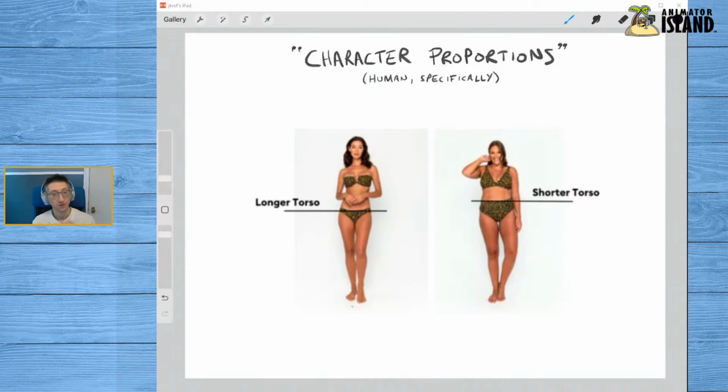The woman on the right has a shorter torso. That would be their proportions, okay? But that is not their body type. They have a very different body type, which is a different thing than proportion. It has relational aspects to proportion, but it's not the same.